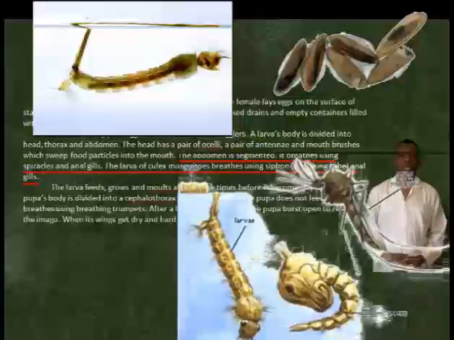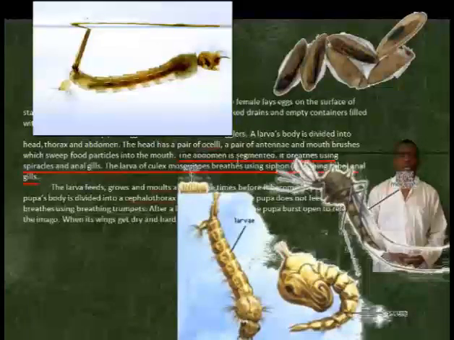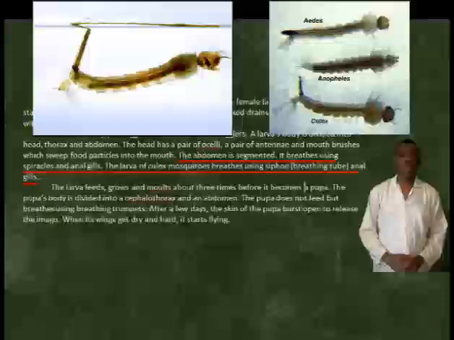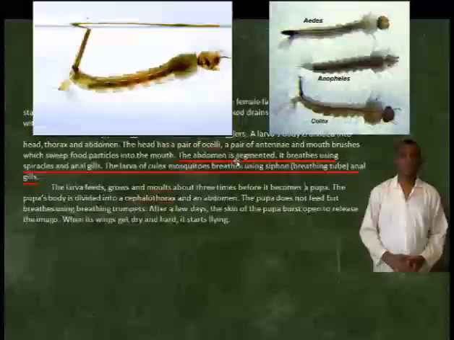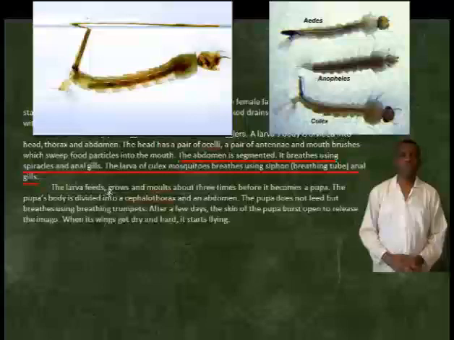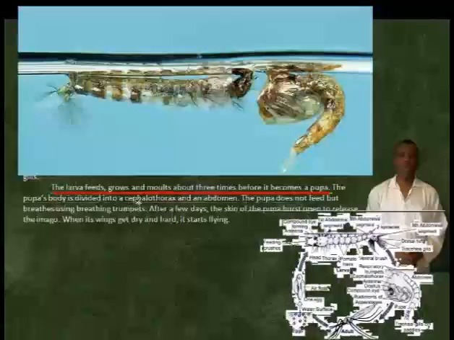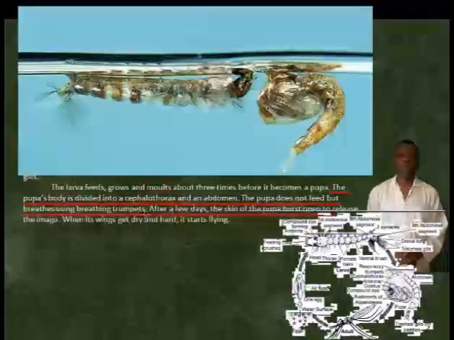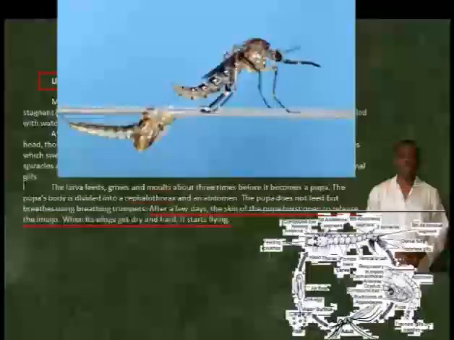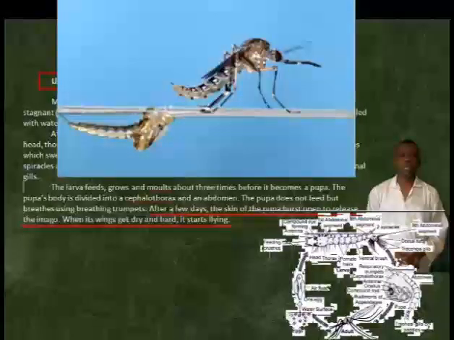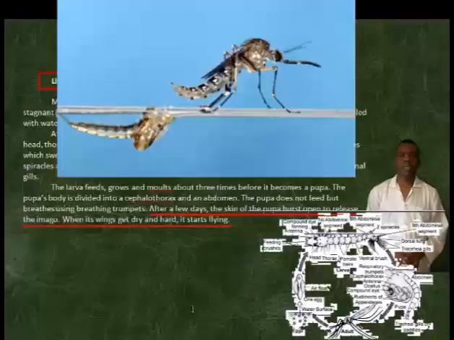The abdomen is segmented. It breathes using spiracles and anal gills. The larva of the Culex mosquito breathes using a siphon, that is, a breathing tube, and anal gills. The larva feeds, grows, and molts about 3 times before it becomes a pupa. The pupa's body is divided into a cephalothorax and an abdomen. The pupa does not feed but breathes using breathing trumpets. After a few days, the skin of the pupa bursts open to release the adult or imago. When its wings get dry and hard, it starts flying.